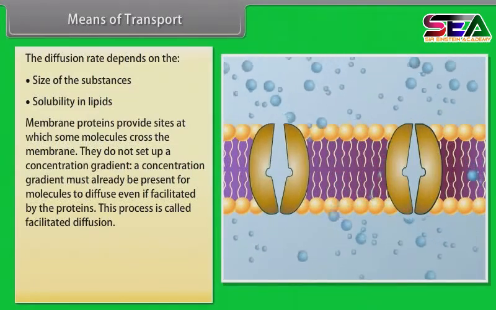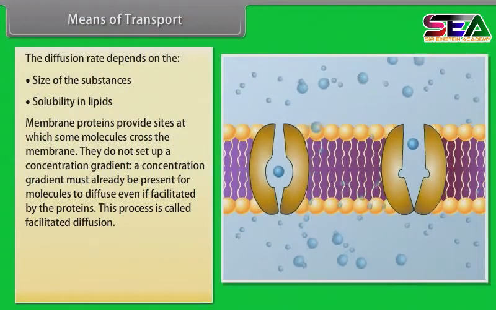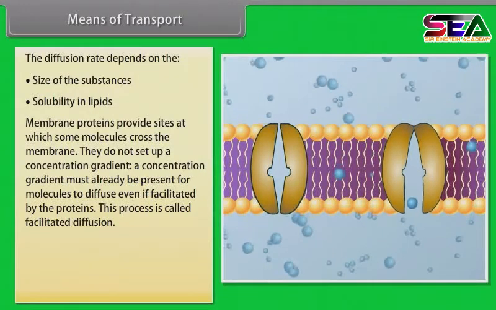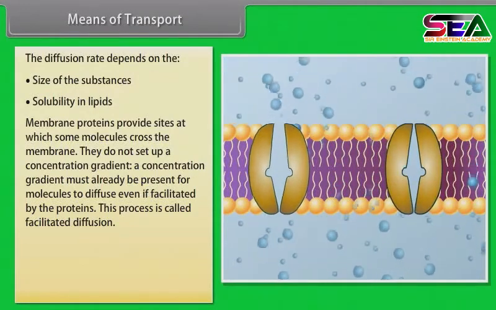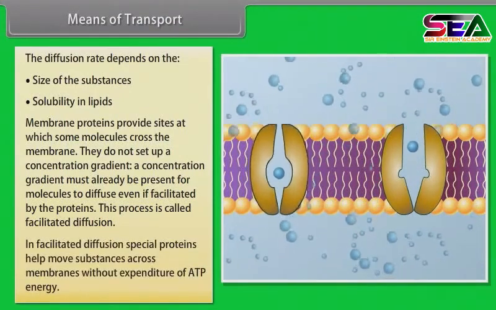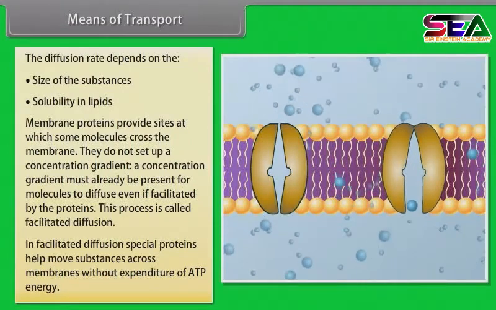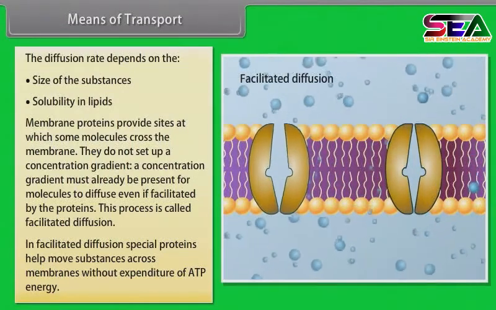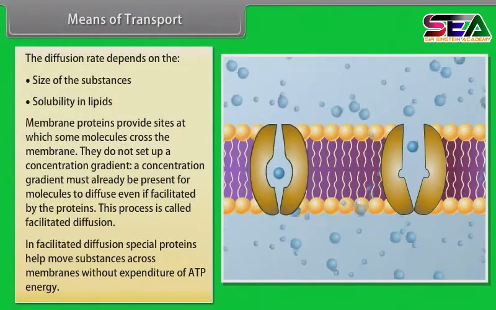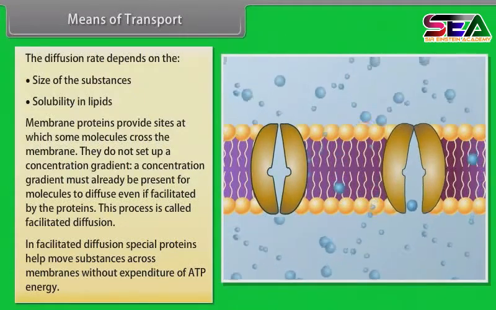They do not set up a concentration gradient. A concentration gradient must already be present for molecules to diffuse even if facilitated by the proteins. This process is called facilitated diffusion. In facilitated diffusion, special proteins help move substances across membranes without expenditure of ATP energy. Facilitated diffusion is very specific. It allows the cell to select substances for uptake.